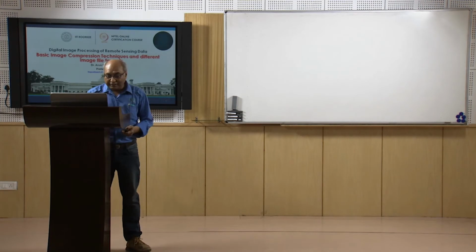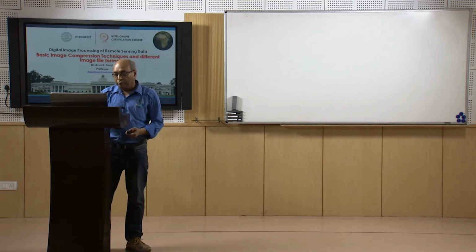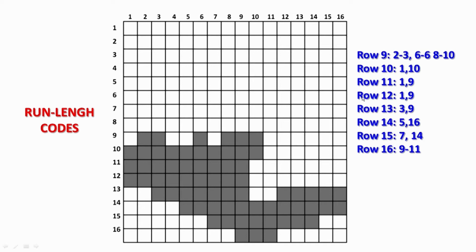In run length codes, if we want to code the same binary image, then in roughly just 8 rows we can store this entire image, rather than 16 by 16 rows and columns.